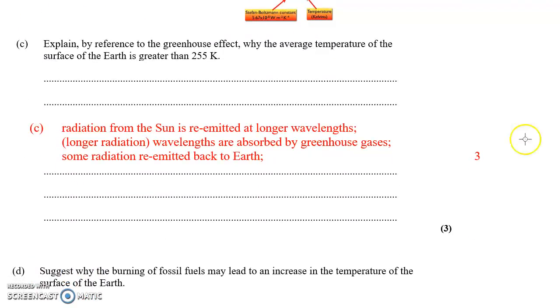Part C and Part D, there's a little bit of leeway here if you put things in the wrong box, but essentially there is a correct answer for each. Explain, by reference to the greenhouse effect, why the average temperature of the surface of the Earth is greater than 255. Well, it's the greenhouse effect. So radiation from the sun is re-emitted from the surface at longer wavelengths. Those long wavelengths are absorbed by greenhouse gases. You don't have to mention particularly which one. And some of that radiation which was absorbed is re-emitted back to the Earth. And that's why the average temperature of the surface of the Earth is greater. It's getting a double dose.